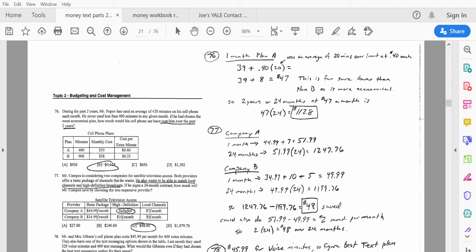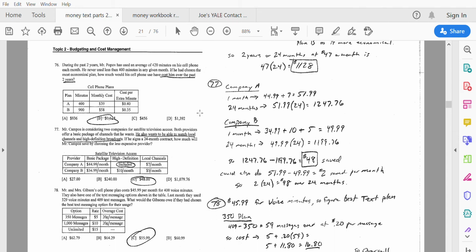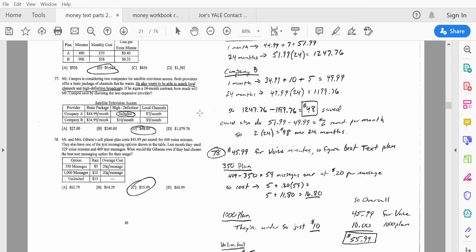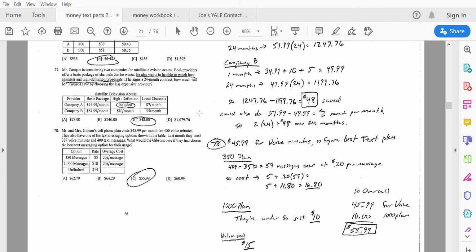Right, so let's go back and for sure got one more on this page. All right, let's cut that out.